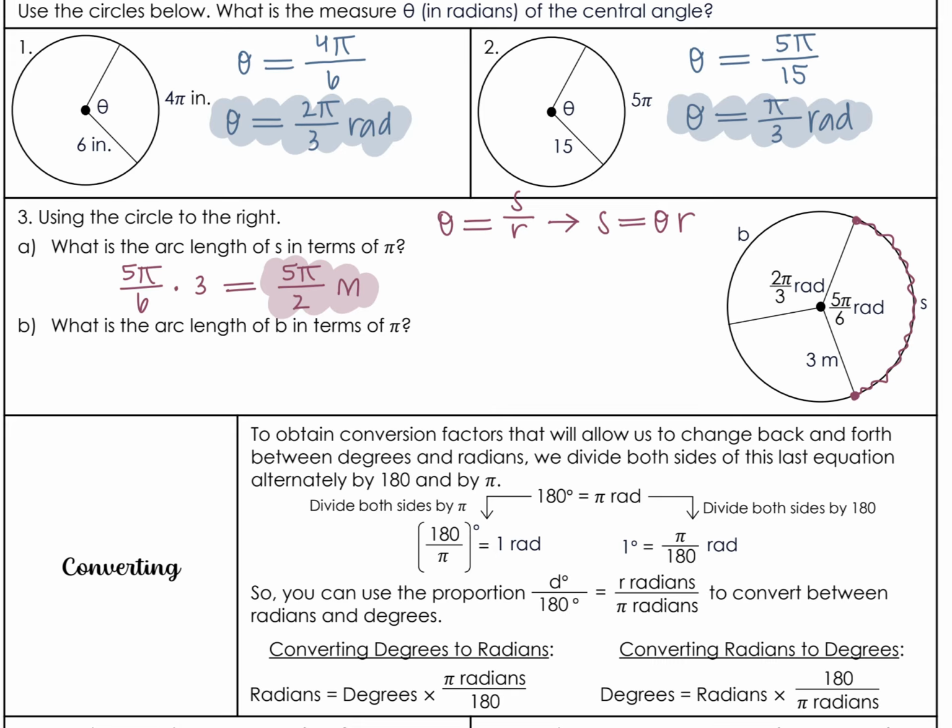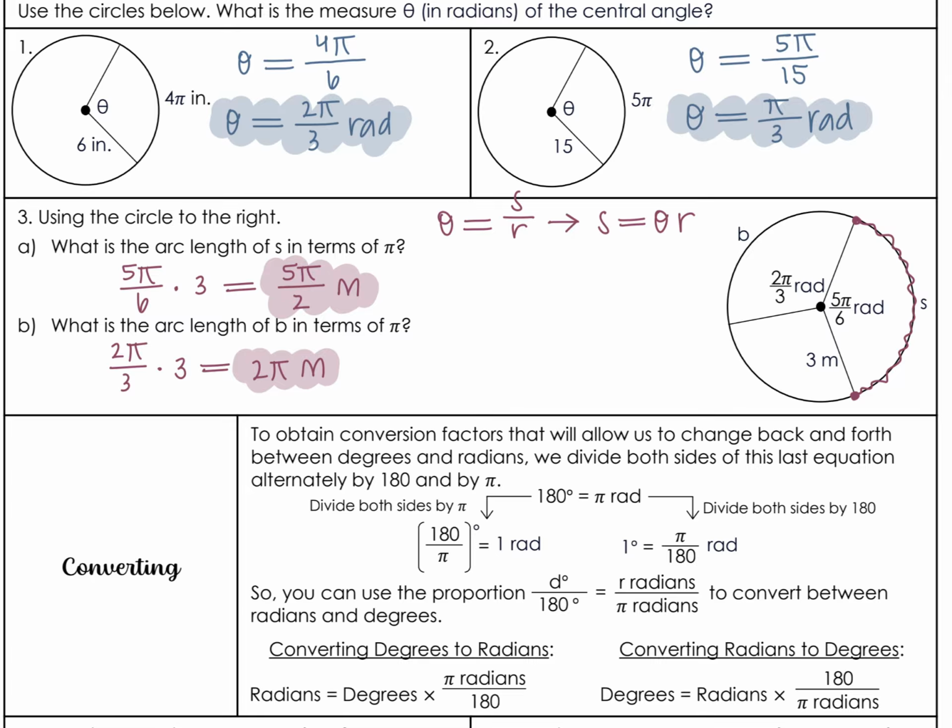Moving into part B here, we're going to do the same thing, but for the arc length of B. Okay, so that's going to be using that 2 pi over 3 times, once again, my radius of 3, which will just be equal to 2 pi meters. Okay, and to clarify once again, I have that 1/3, and so when I multiply by 3, it's just going to cancel out, and so I was just left with the 2 pi, and then making sure, since it is arc length, that I have my units.